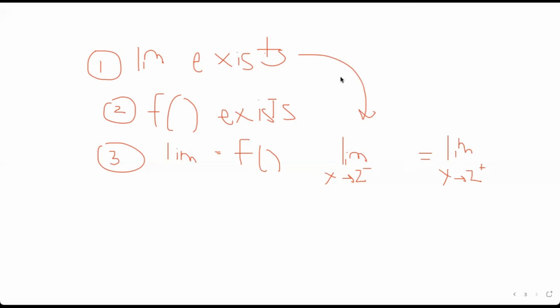So a few examples of discontinuities. We have some important ones. So this, when you have this, is called a jump discontinuity. This fails criteria 1 because the one-sided limits are not equal to each other. Therefore, the limit doesn't exist and it fails criteria 1.